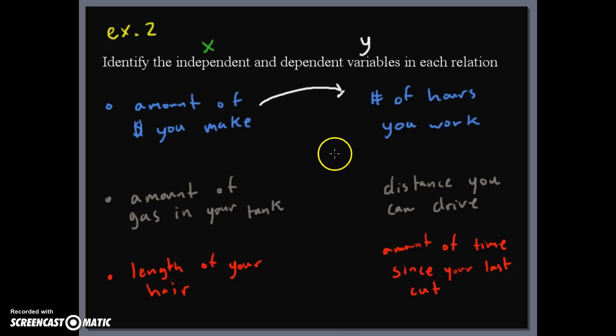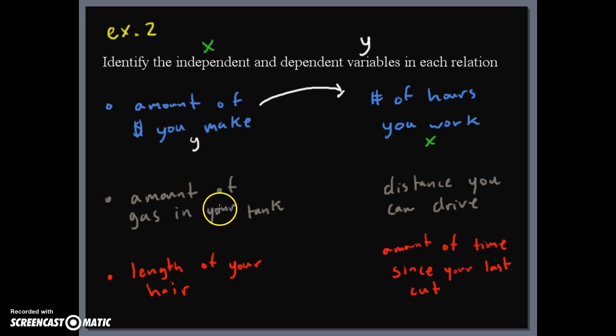If I'm working at Starbucks and I get paid $8 an hour, and I work 2 hours, I make $16. However, if I work 4 hours, then I make $32. So the number of hours is independent, it does not depend on the money that I make. The money that I make is dependent here. So this is y, and this is independent x. What about the second one?